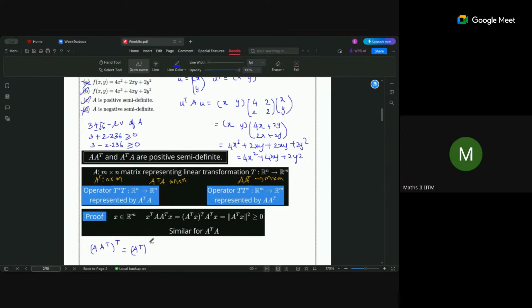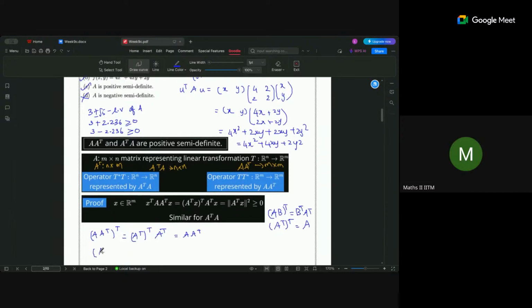It is A transpose whole transpose into A transpose, right? Because AB whole transpose is B transpose A transpose. So when applying this formula here, you will get this, right? Now what is A transpose whole transpose? A itself. Good. So you have again AA transpose. Similarly, can we also see that A transpose A whole transpose is again A transpose A, because it is A transpose times A transpose whole transpose, which is A transpose A, right? So both are symmetric matrices.